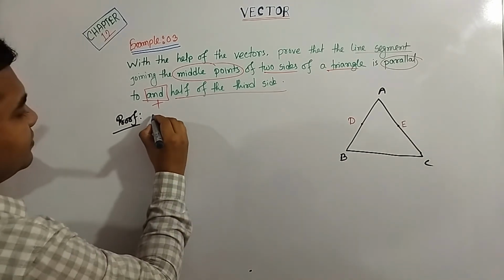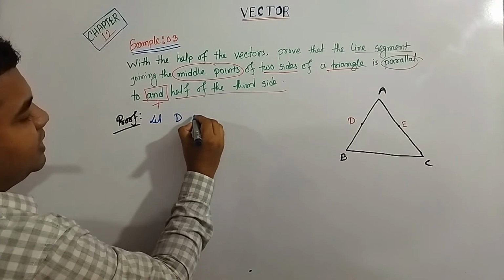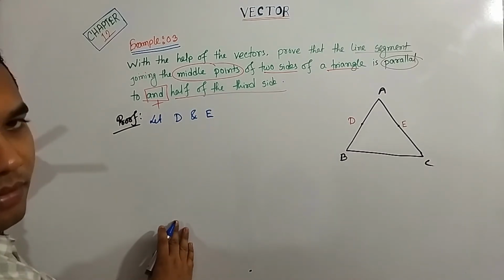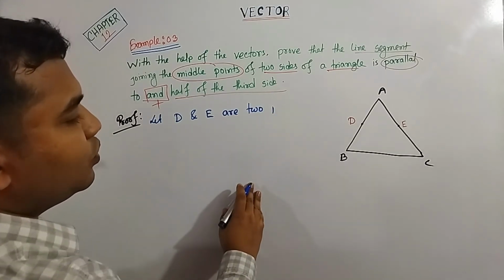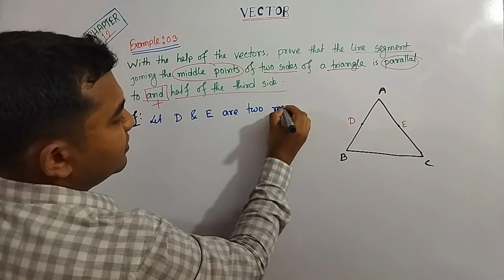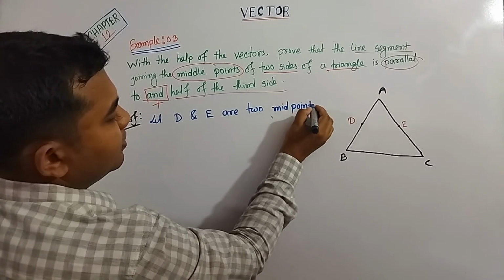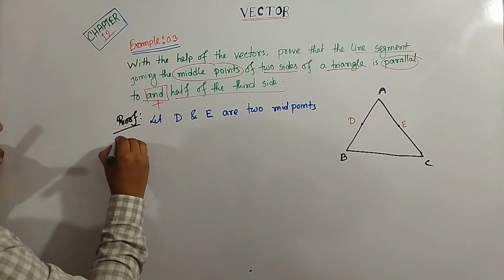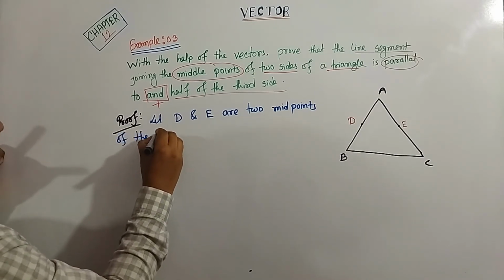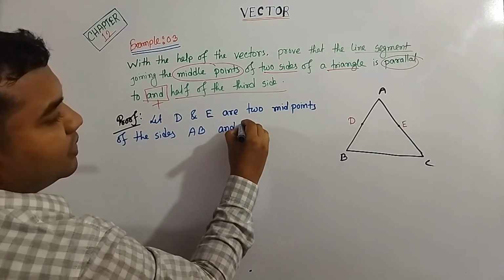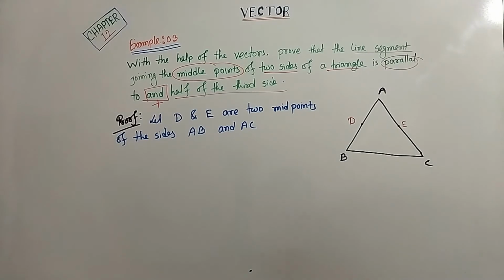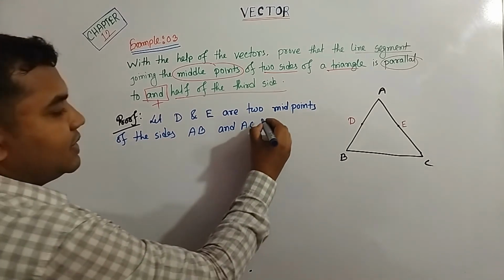Let D and E be the two middle points, or midpoints, of the sides AB and AC, which are sides of triangle ABC.